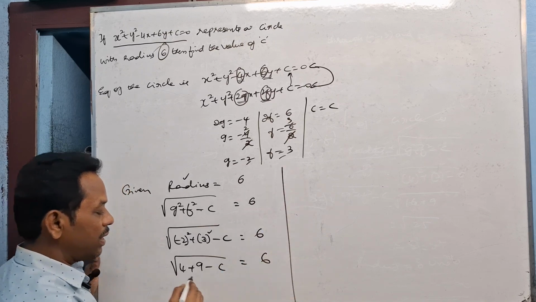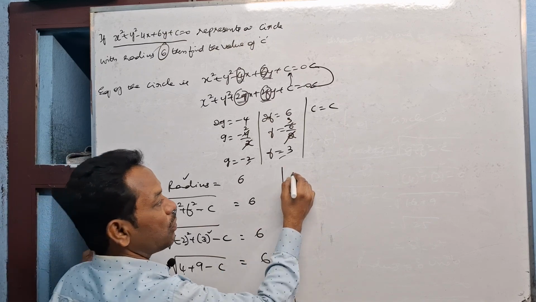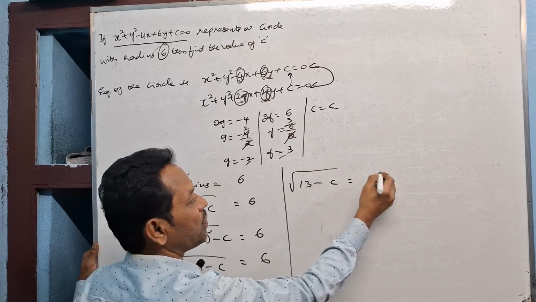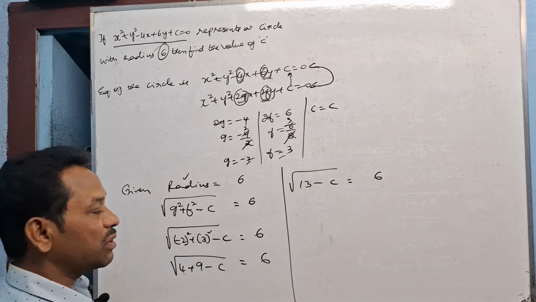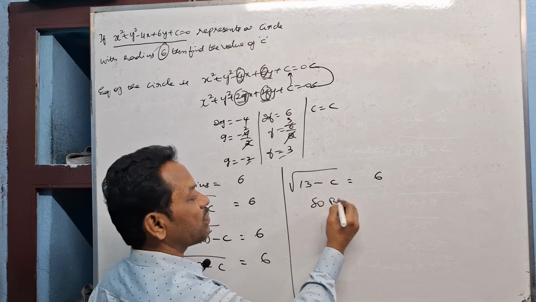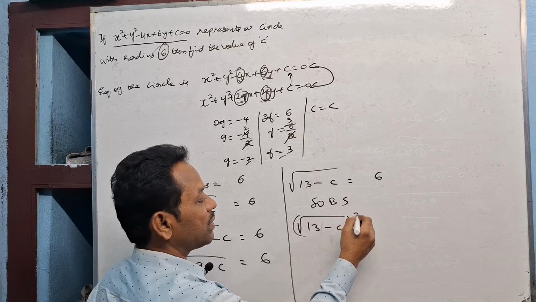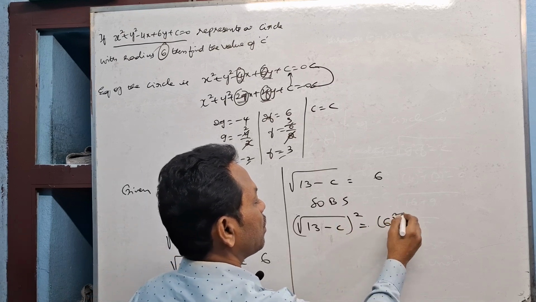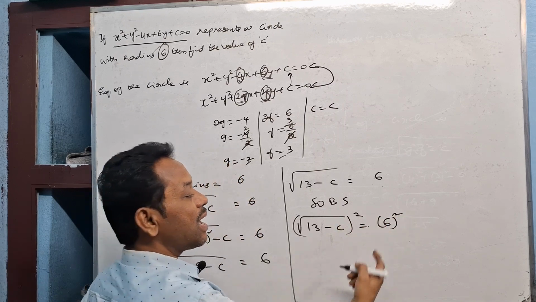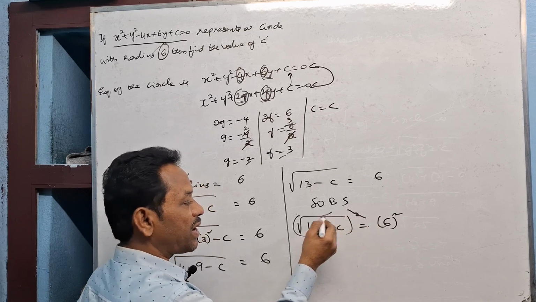Now let me simplify. 4 plus 9 is 13. So root of 13 minus c equal to 6. Now let us remove the square root. So for that I'll go for squaring on both sides. Taking square on LHS and RHS, now we can cancel square and square root.